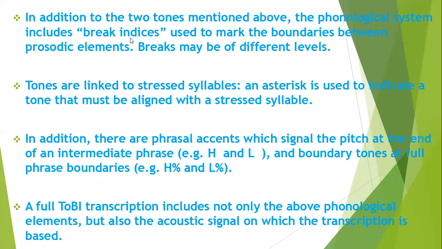Breaks may be of different levels, and then we have tones linked to stressed syllables. An asterisk is used to indicate a tone that must be aligned with the stressed syllable. In addition, there are phrasal accents, which signal the pitch at the end of an intermediate phrase, and boundary tones at full phrase boundaries. And then a full ToBI transcription includes not only the above phonological elements but also the acoustic signal on which the transcription is based.